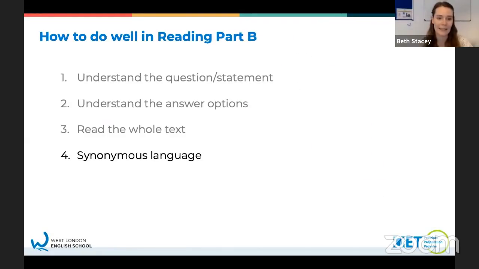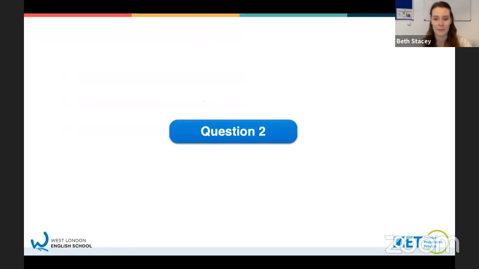Let's have a look at a different strategy. So this time we've got synonymous language. We're looking at synonyms. Now, this is something we talk about all the time. Probably sick of hearing about synonyms. So synonyms are words that are different, but they have a really similar meaning. And you need synonyms everywhere in OET, but you particularly need them in the reading and in reading part B. They're very important. So we're going to look at those now.